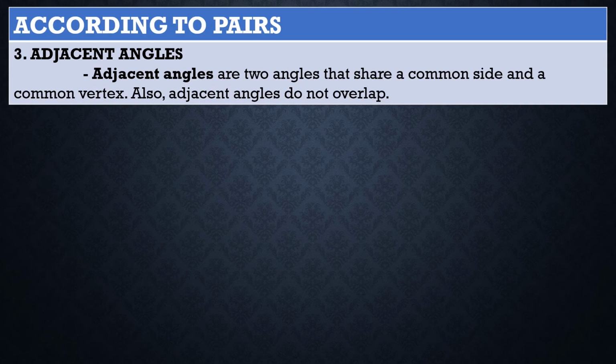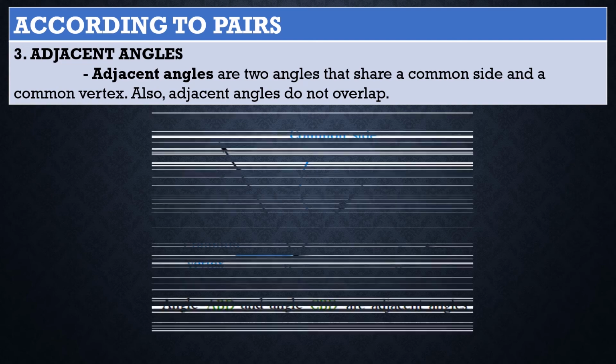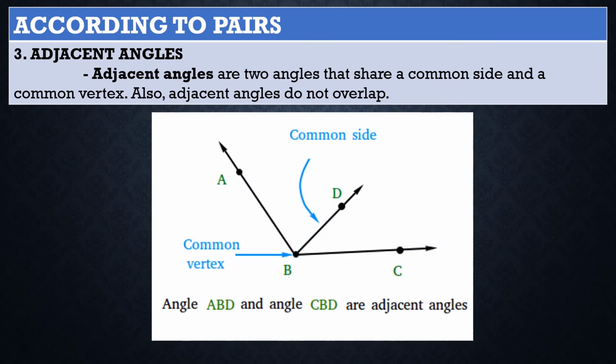The third one, we have the adjacent angles. These are two angles that share a common side and a common vertex. Also, adjacent angles do not overlap. So ito yung example ng adjacent angles natin. We have the first angle, angle ABD. And the second angle is DBC.